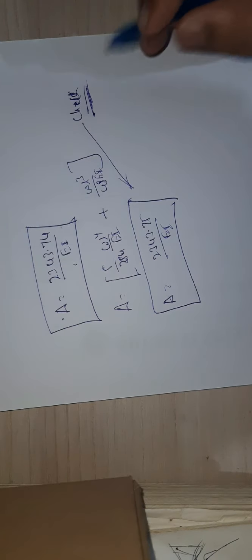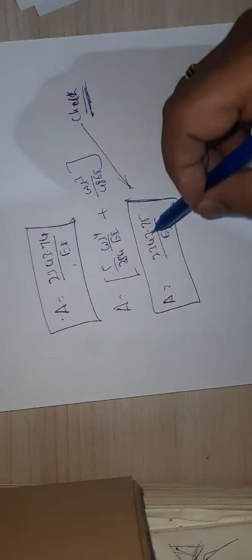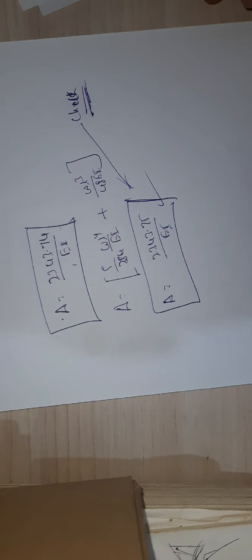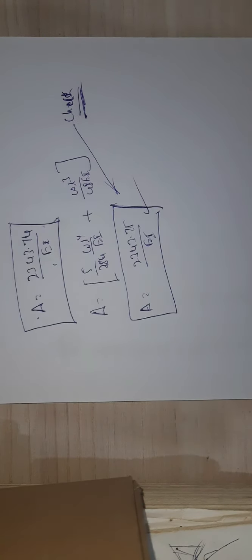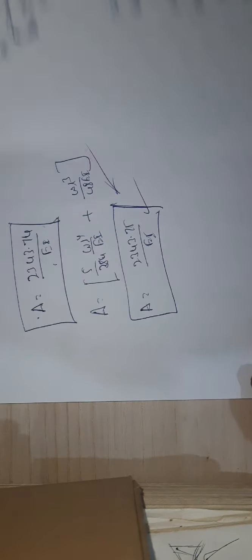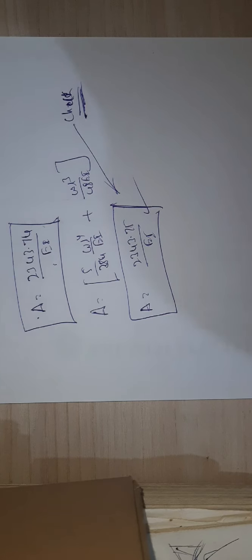You can also do it because it is symmetrical, as standard cases: a simply supported beam subjected to UDL and a simply supported beam subjected to a point load. So you can cross check with values and you will get delta equals this value. This is how we need to do it. You need to find the deflection at the center using the unit load method.